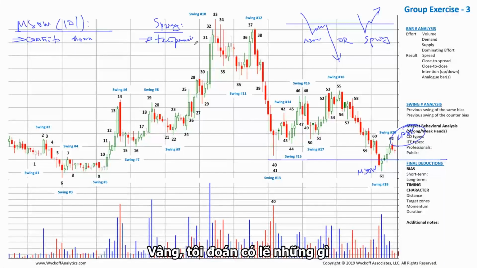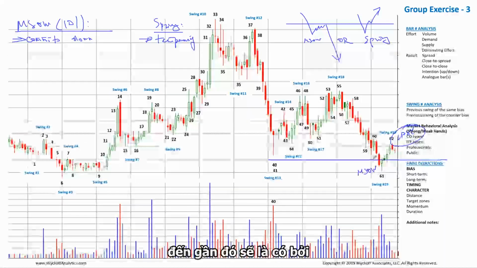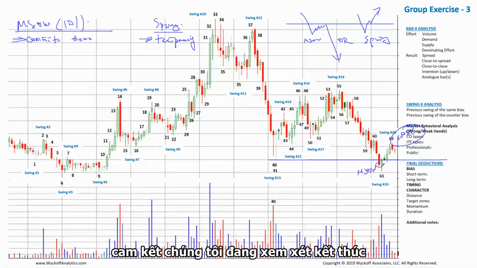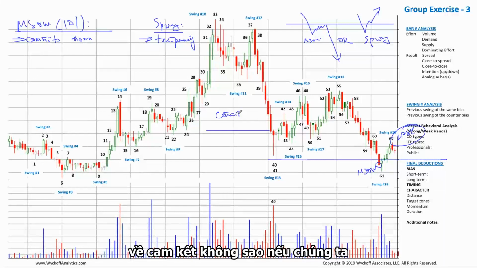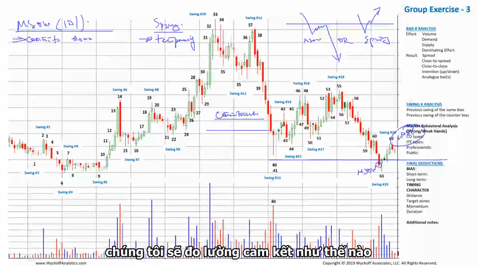Yeah, I guess perhaps what you're saying is that the commitment is to the downside to the close. Yes, by commitment, we are looking at the close. And we usually would like to see that commitment. So let's talk about the commitment. How would we measure the commitment?